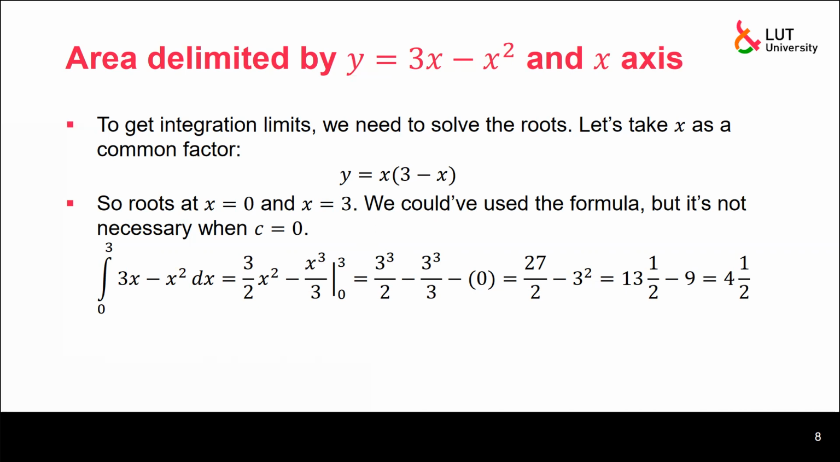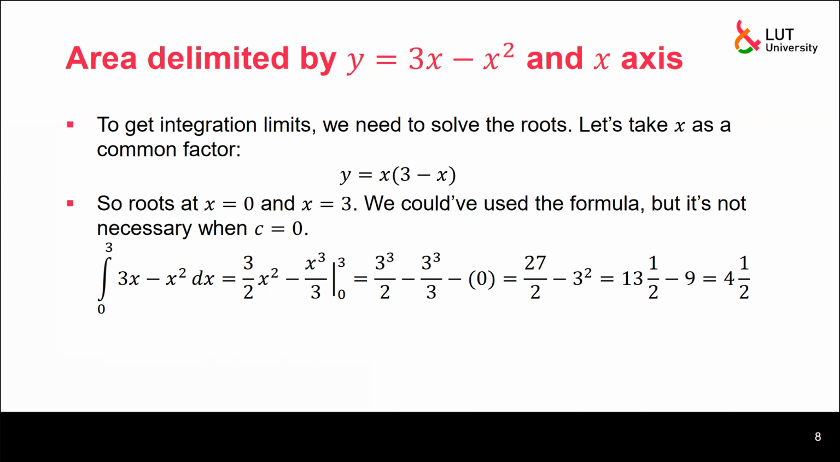And substitute those as limits of integration. Integrate as before, substitute values, and now we get what is the original function. So 3 times 3 squared is the same as 3 cubed. So that's why we get both of the numerators as 3 cubed over 2 and minus over 3.